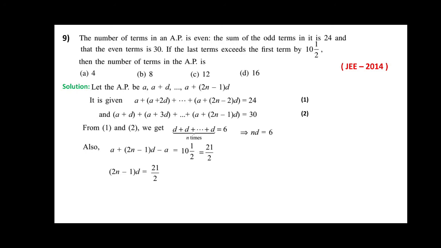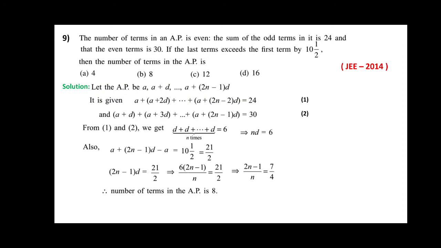Now we can use the value of ND is equal to 6, so that D can be replaced by 6 by n. Therefore 2n minus 1 into 6 by n is equal to 21 by 2. Now we can do simplification or cross multiplication. We have 2n minus 1 divided by n is equal to 7 by 4, because we can cancel 3 twos are six and 3 sevens are twenty-one, and 3 can be transferred to the denominator of the right hand side. Therefore it becomes 2n minus 1 by n is equal to 7 by 4. Now we can do the cross multiplication and simplification. Therefore we will get the value of n here is equal to 8.